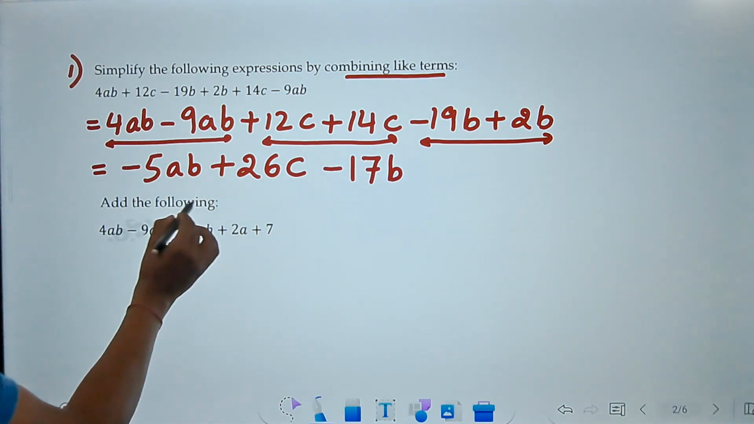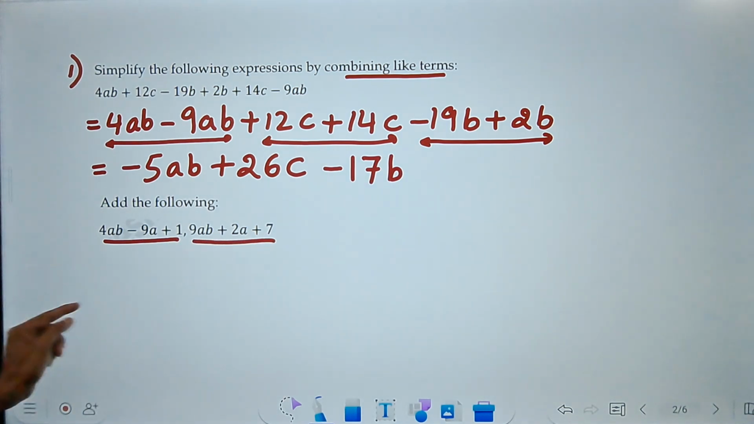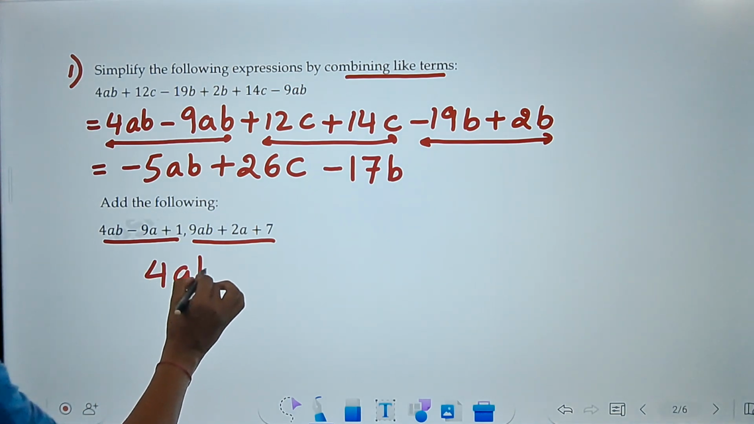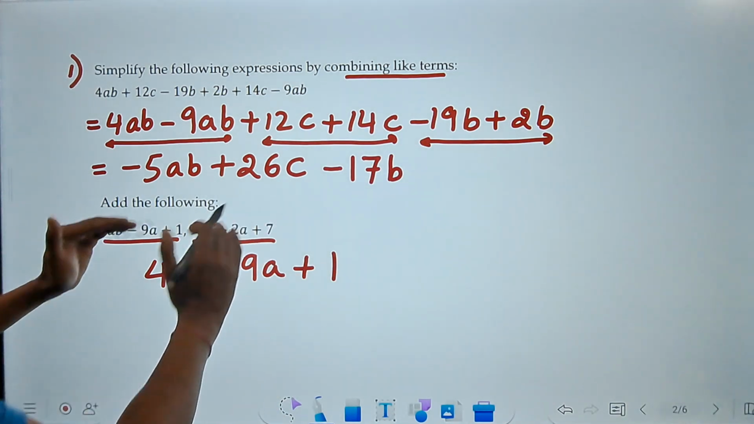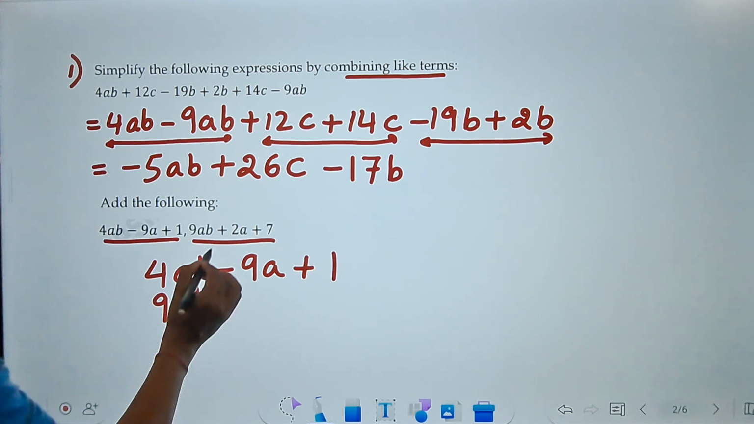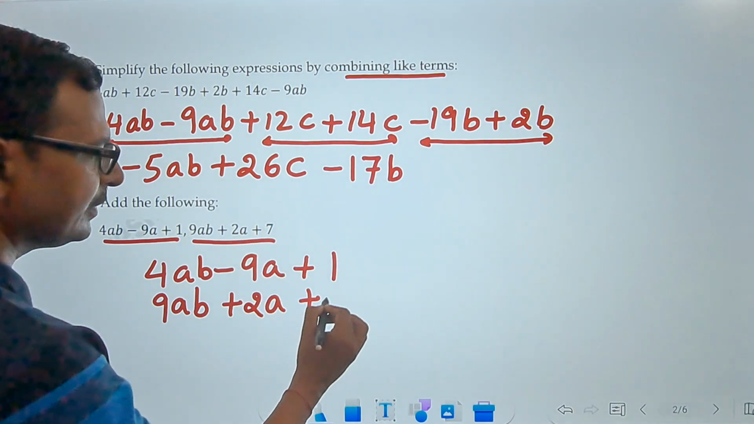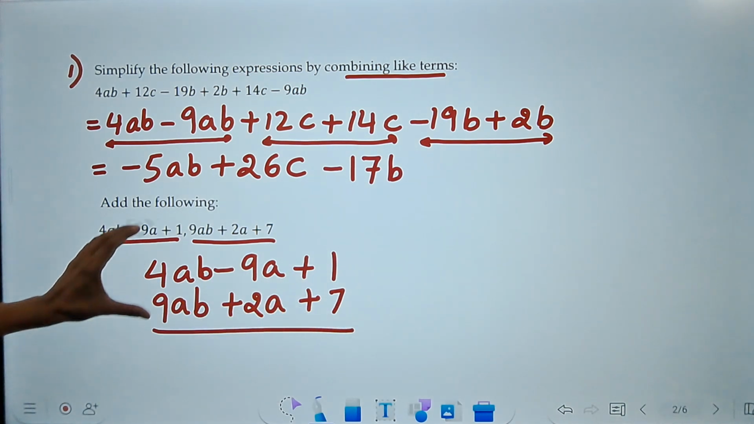Likewise, if you have to add some of the expressions given here, see here we have one expression and here you have another expression separated by a comma. So what do you do? Write the first expression 4ab minus 9a plus 1 without any change and write the second expression below the first expression by writing the like terms one below the other. Just like 4ab will have 9ab below it and then plus 2a, it will come here and then plus 7 will come here. Now that you have written all the like terms one below the other, you can add vertically.